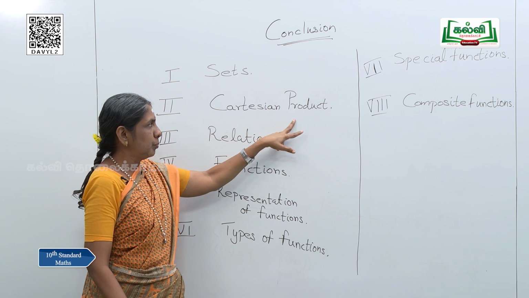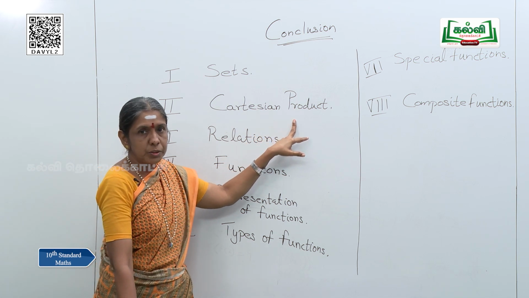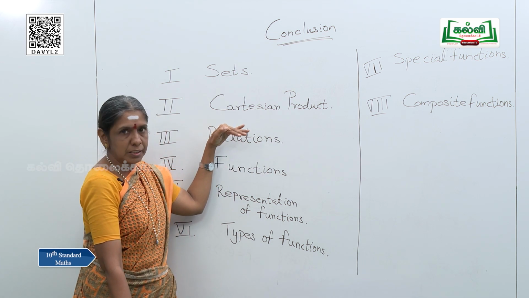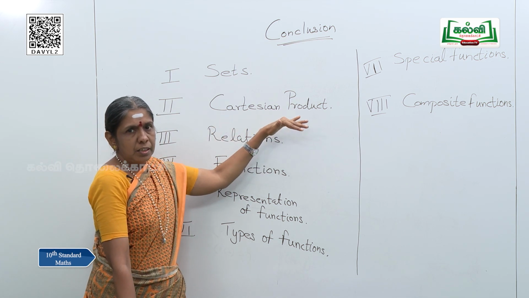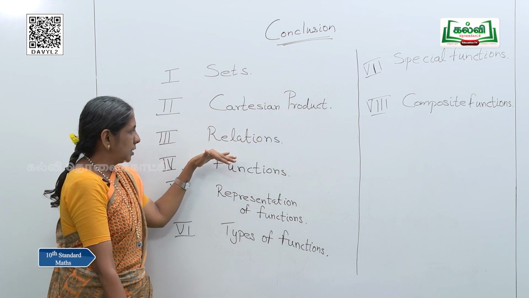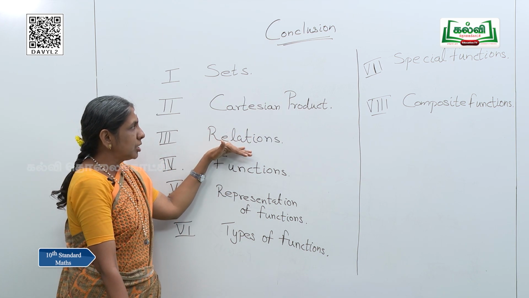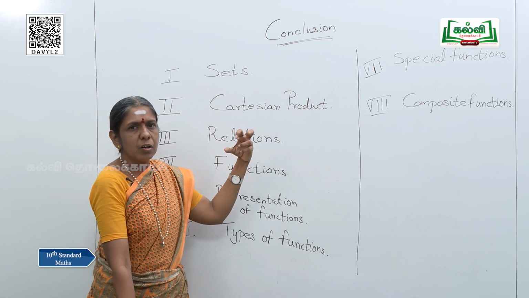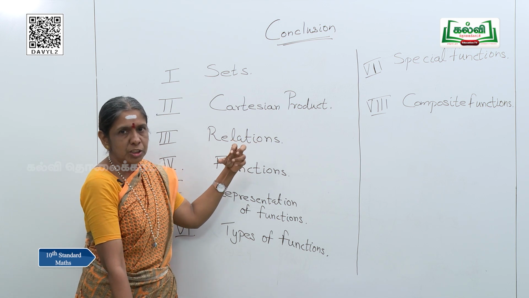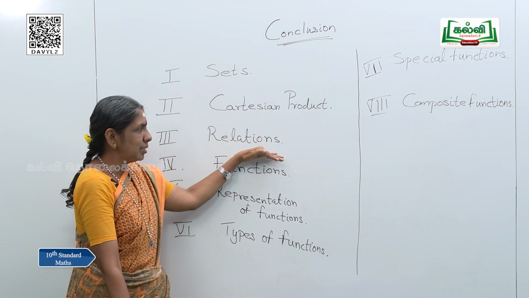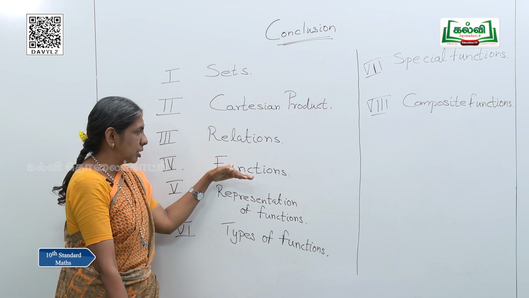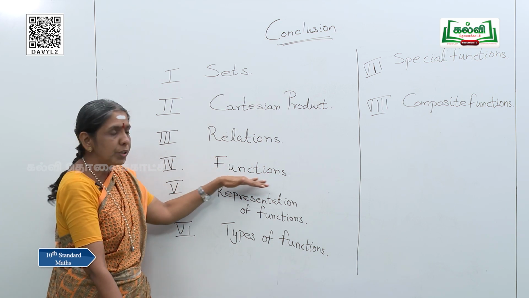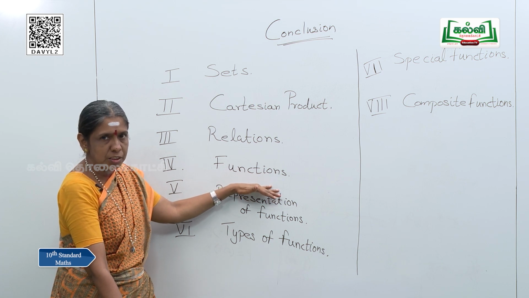Next one is Cartesian product. Cartesian product deals with two non-empty sets where you have ordered pairs. Cartesian product is a set of ordered pairs. Then coming to relation. Relation is a subset of Cartesian product, that is particular ordered pairs where you have some relation between x and y, that is called relations. From relations we modify certain conditions and then we got the definition for functions.